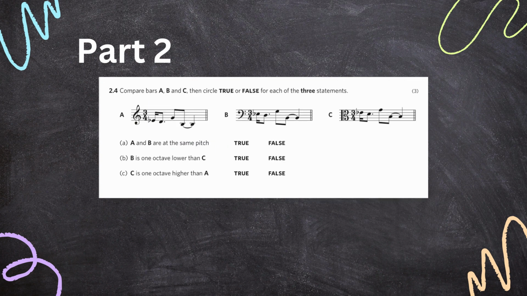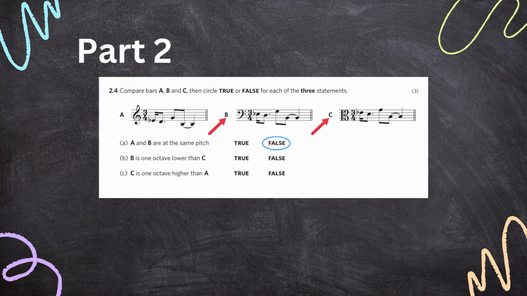In question 2.4, there are 3 phrases for you to compare. Then you need to choose the true or false in each statement. The first statement says that A and B are at the same pitch. Passage A starts at the E flat above middle C. Passage B starts at the E flat below middle C. A and B is actually an octave apart, so the answer is false.